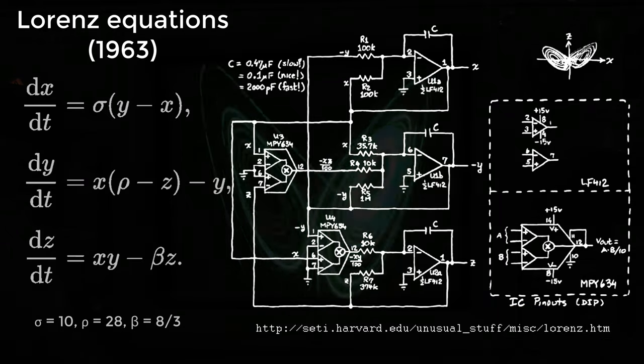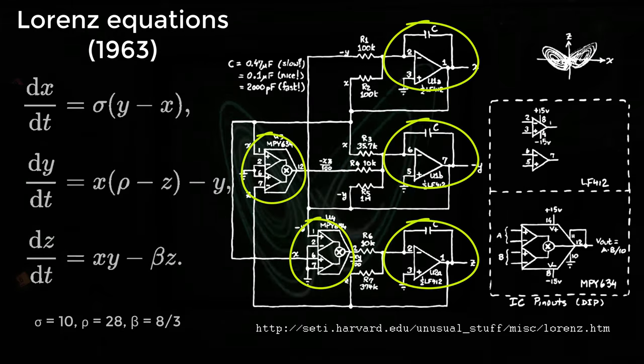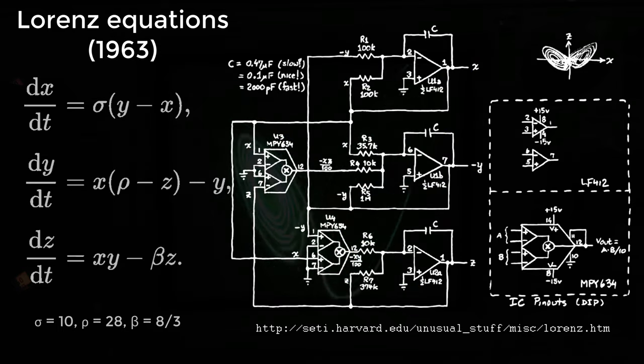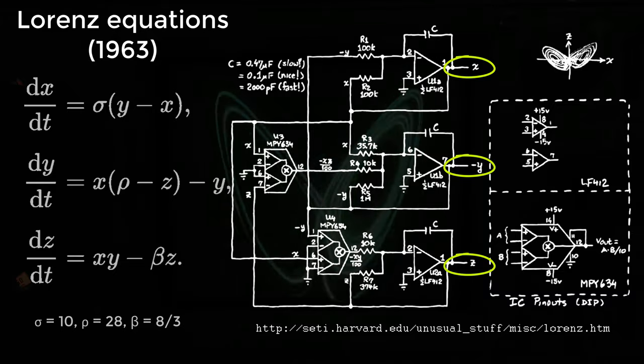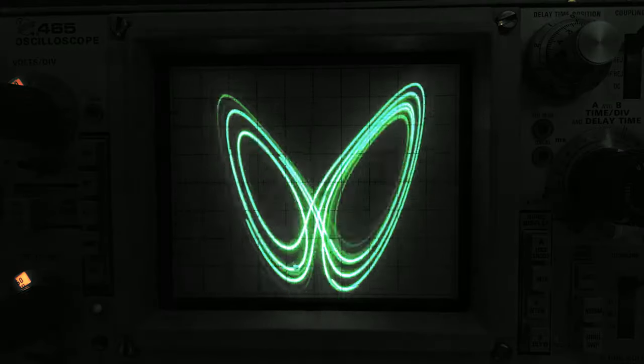Analog computations are carried out by exploiting known physical properties of a material. In this case, the material properties of all the transistors that have been cleverly arranged within these op-amps and analog multipliers, as well as all the resistors and capacitors, such that a solution can be measured by looking at voltages on the outputs. Here are the output voltages being plotted on an oscilloscope.